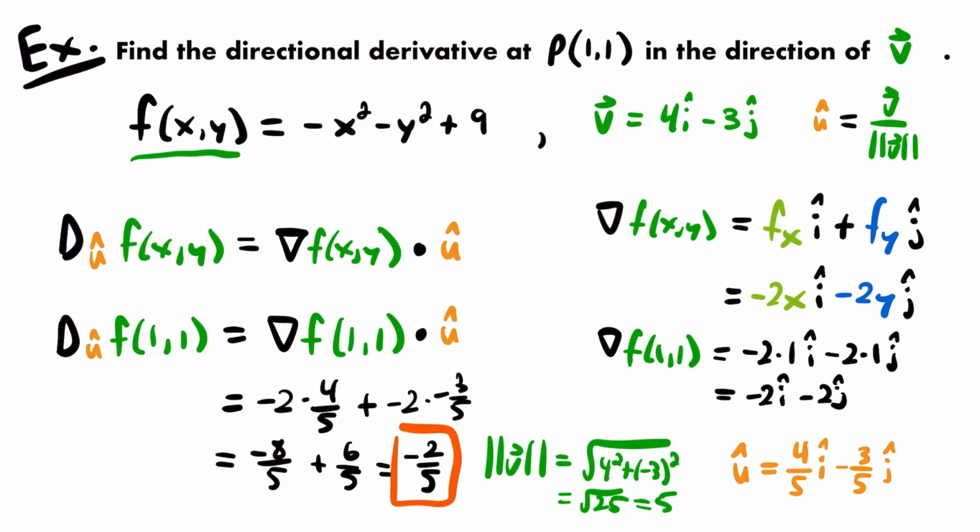So this is one use of the gradient vector. We can use a gradient vector to find a directional derivative, but what else could we do with it? Or what does it actually represent? Well, that's what I want to take a look at next.